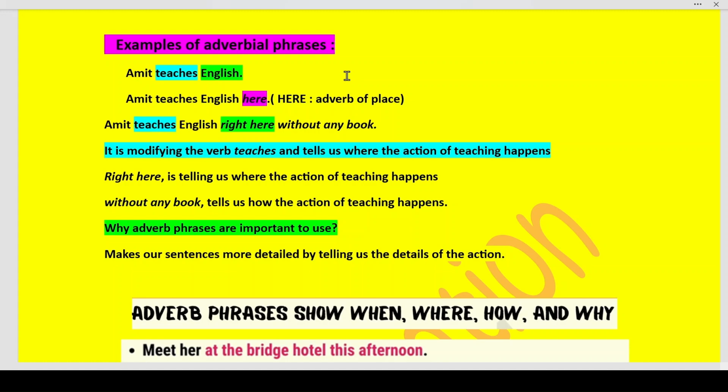So, more and more details are given to us by your adverbial phrases, which on their own do not make any sense, but when added to your sentence, make the sentence more meaningful and give the sentence more clarity so that the person who is reading the sentence understands when, where, how, and why the thing is happening. So, adverbial phrases show when, where, how, and why.